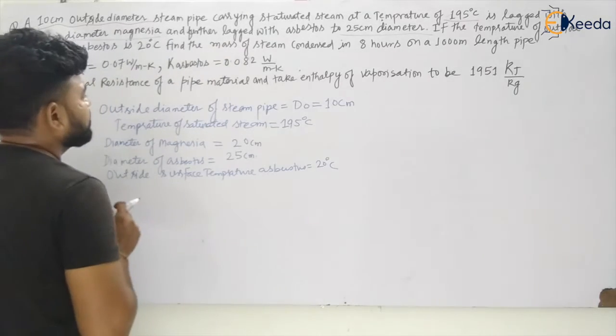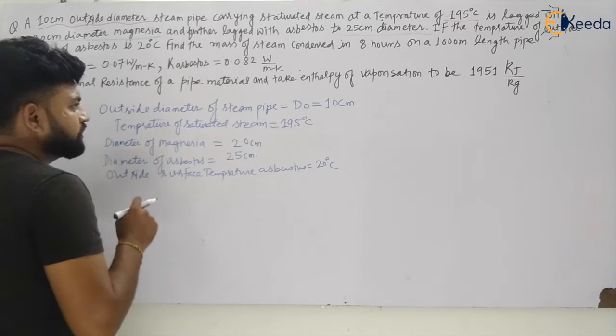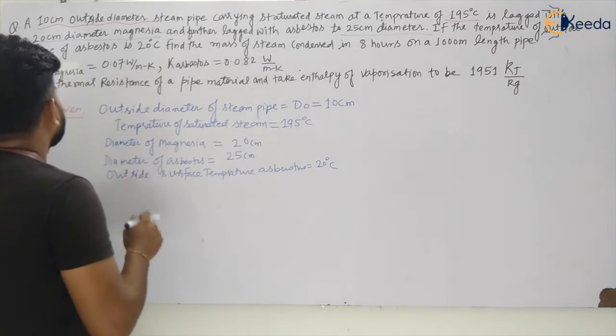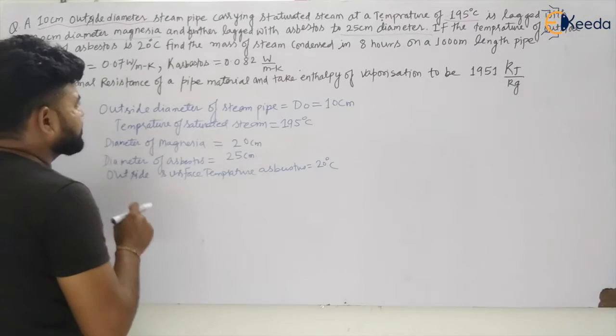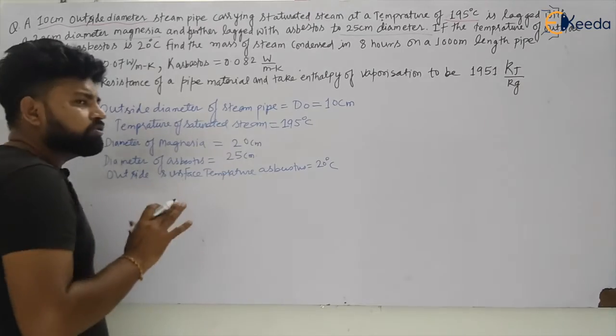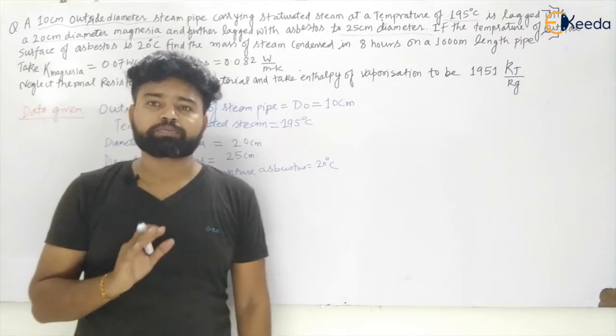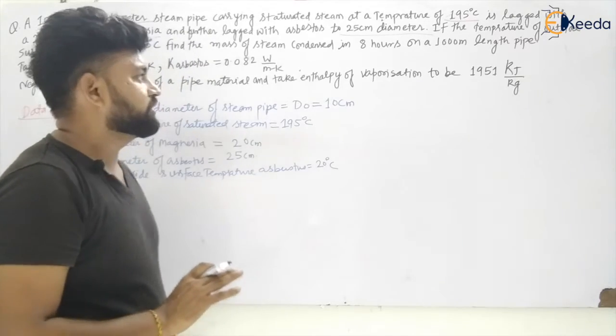Now find the mass of steam condensed in 8 hours on a 1000 meter length pipe, and take K magnesia, K asbestos as given. Neglect thermal resistance of the pipe material and take enthalpy of evaporation as given. So this much of the data is given, my dear students. Let us see how we can solve this question. Let us understand it first.